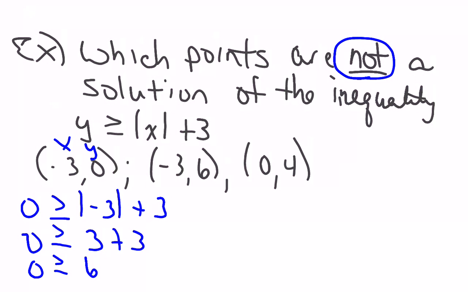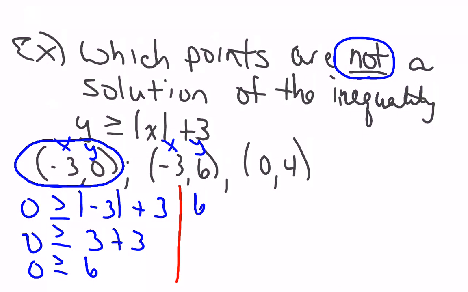So now we have to evaluate. Is 0 bigger than or equal to 6? And we look at that and say, no, it is not. So in this case, this would be one of the things we're looking for. -3, 0 is not a solution in this inequality. So that's one of our answers. The only other thing is we have to know if there's any others. So let's take a look at the next one, again plugging them in just like we did before.